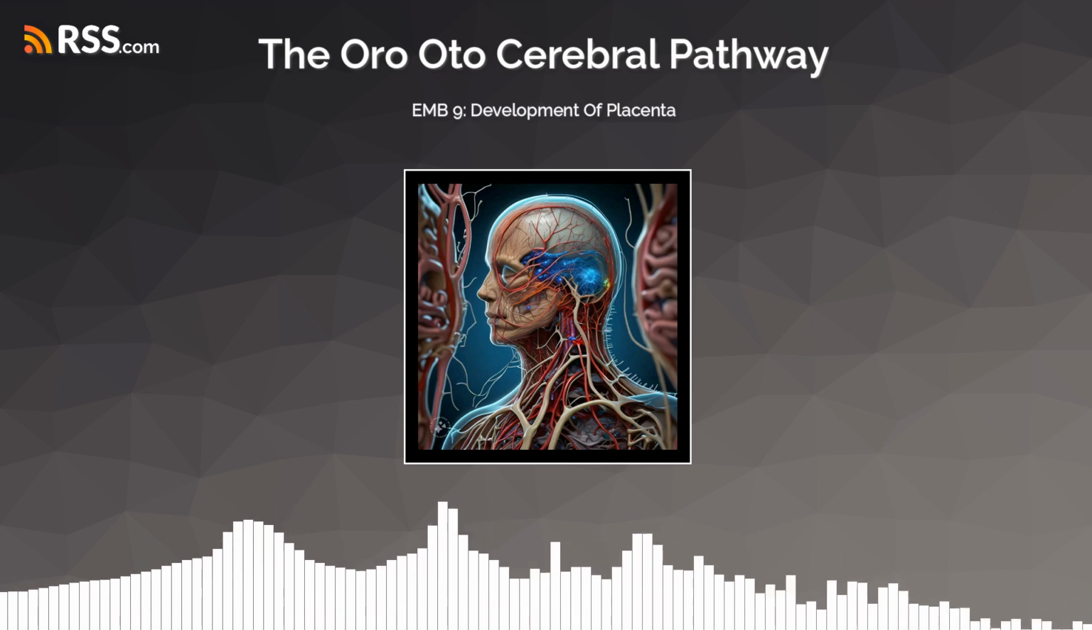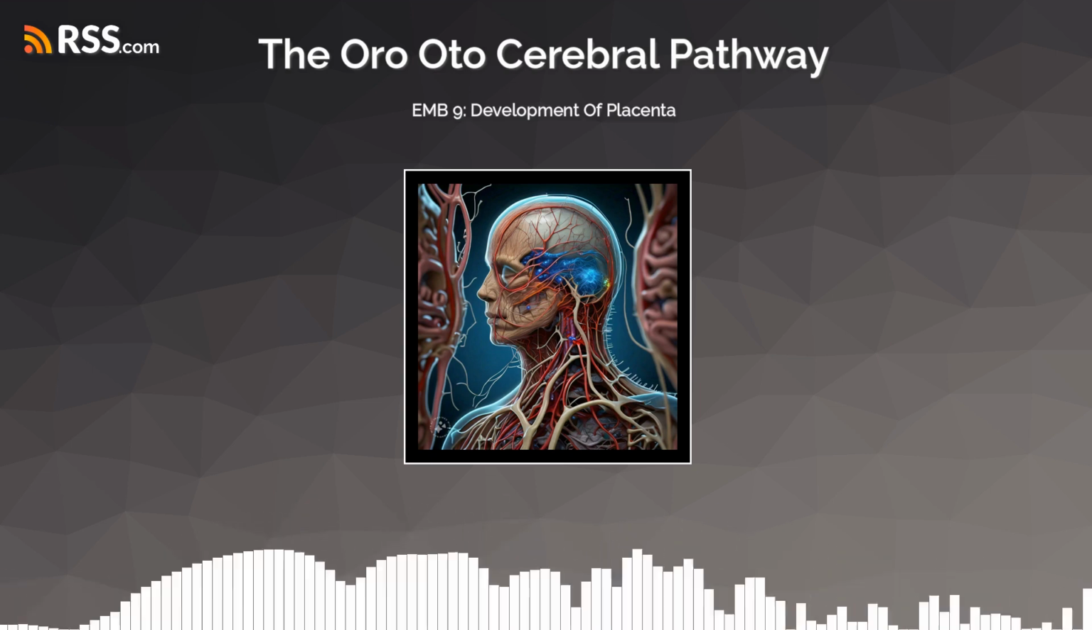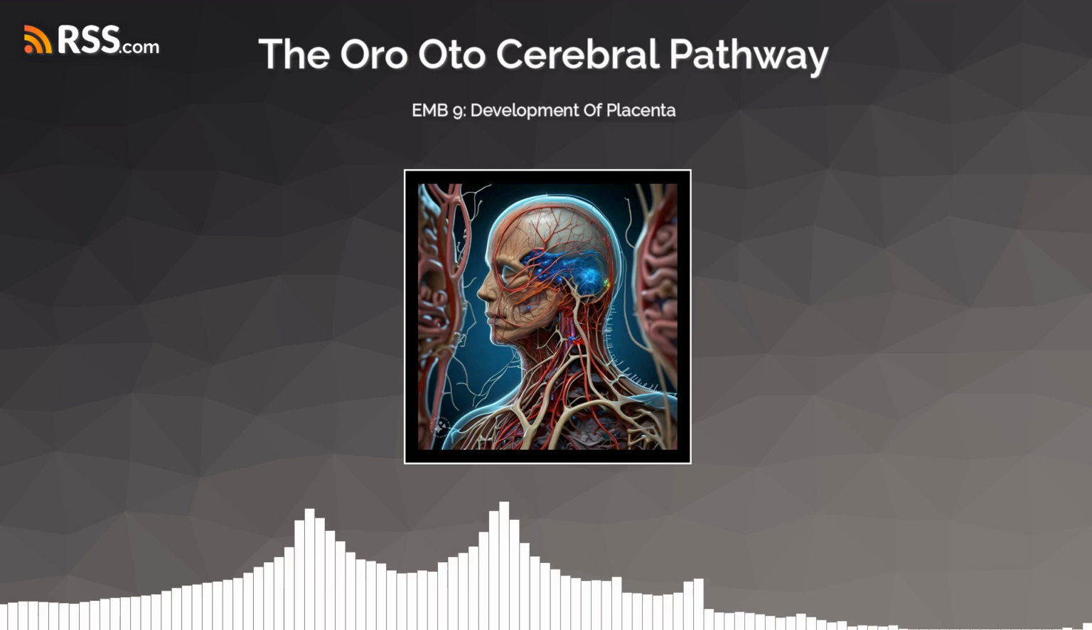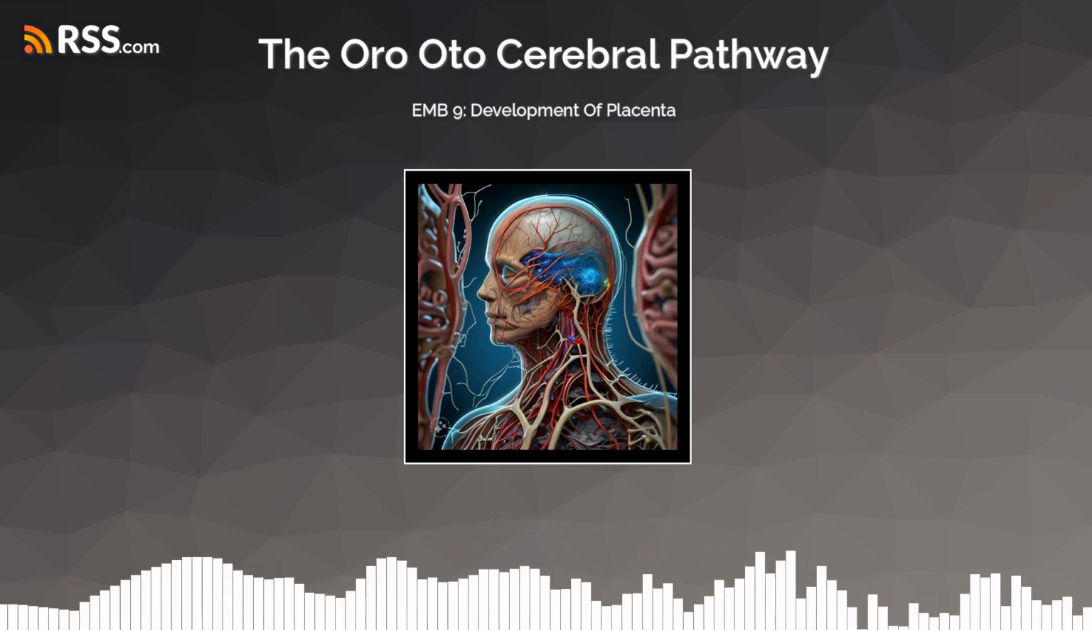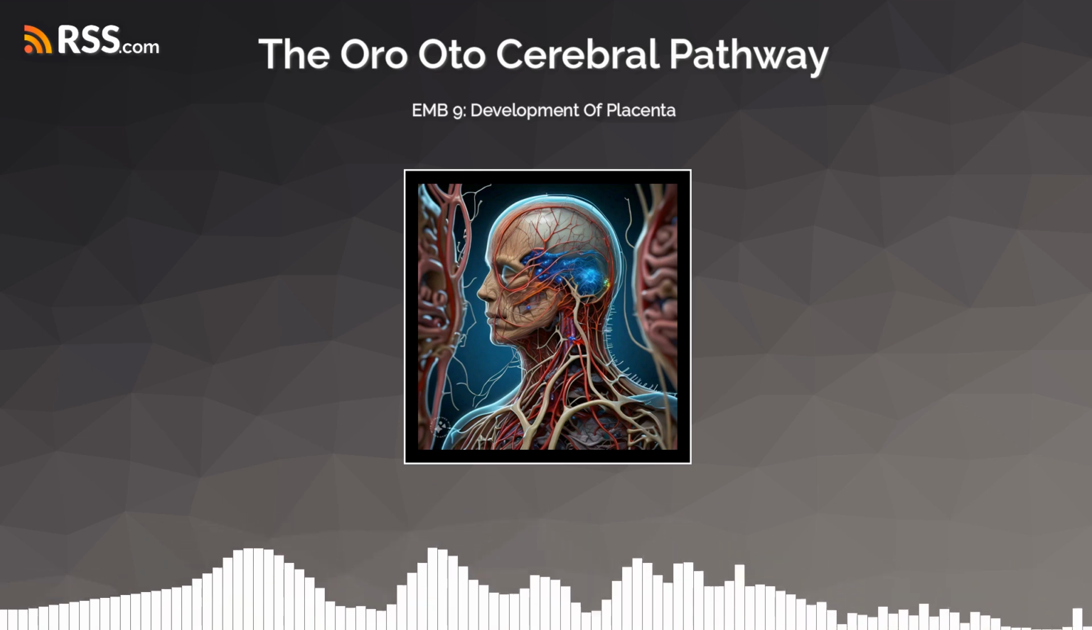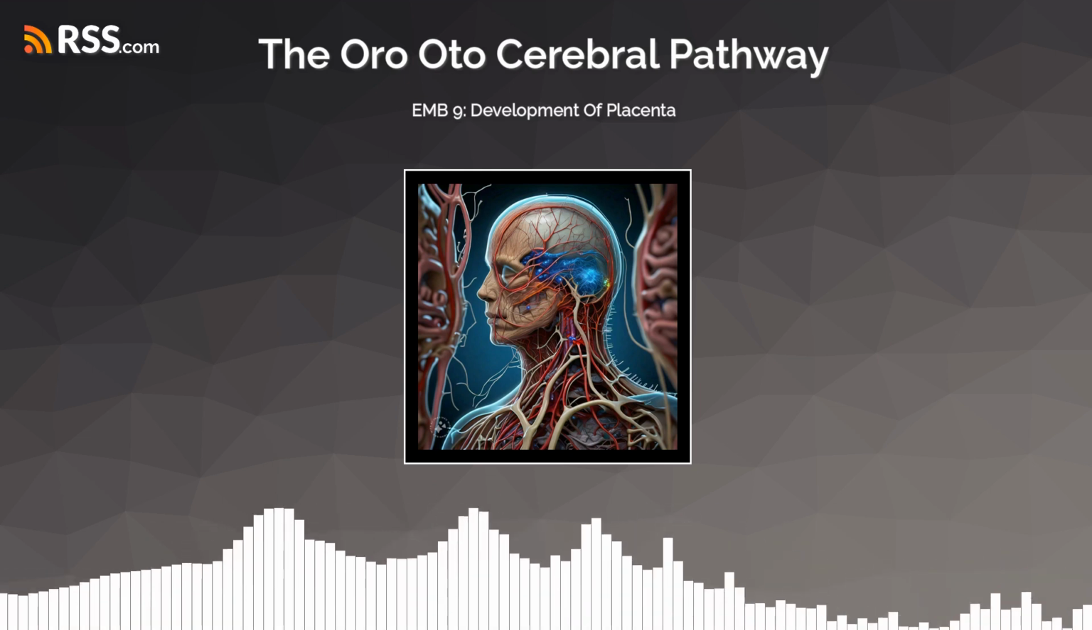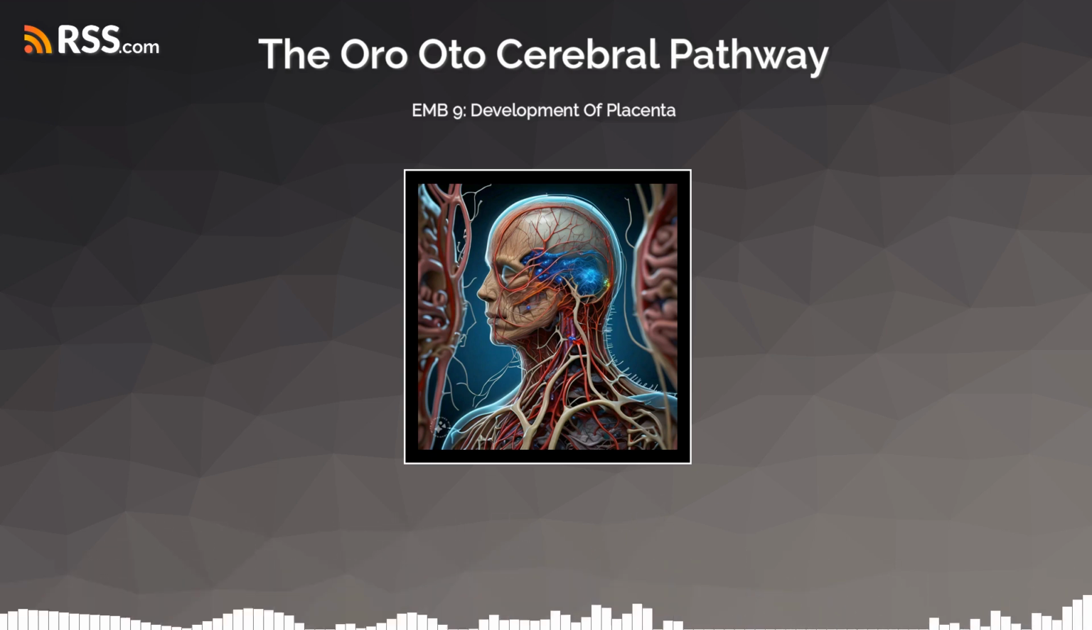Syncytial trophoblast is a multinucleated protoplasmic mass that is capable of attaching and eating up whatever structure or epithelial surface it comes in contact with. And this very property of the syncytial trophoblast actually successfully embeds the embryo into the wall of the uterus.